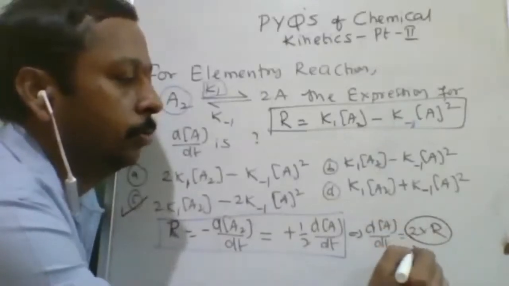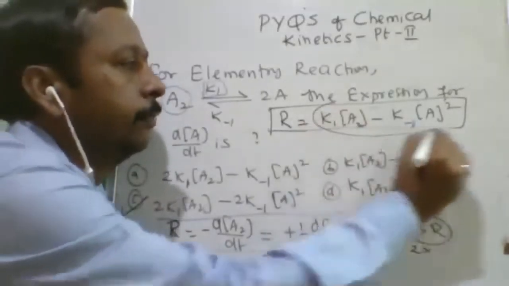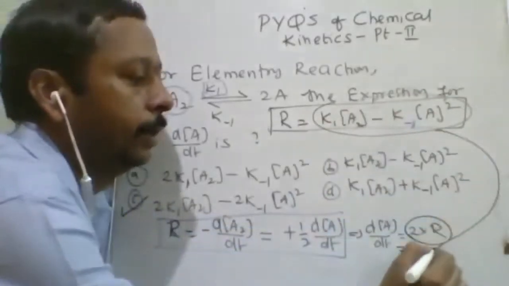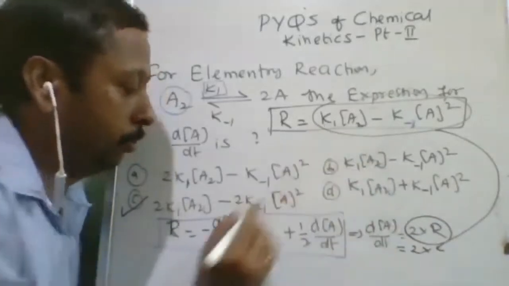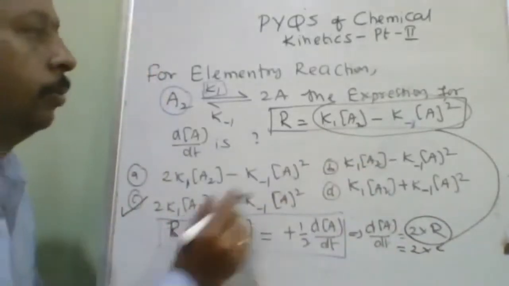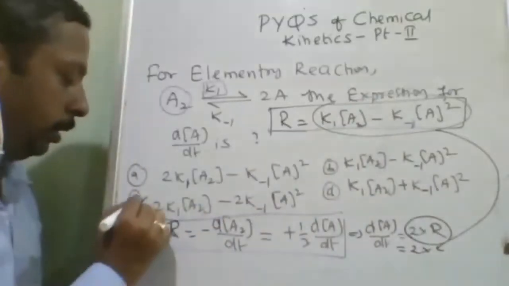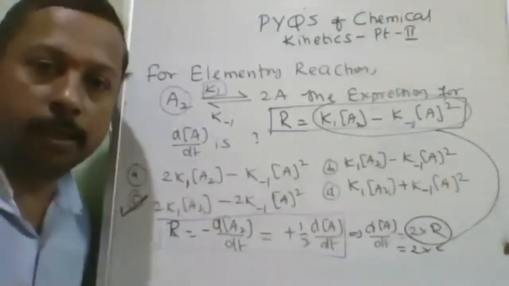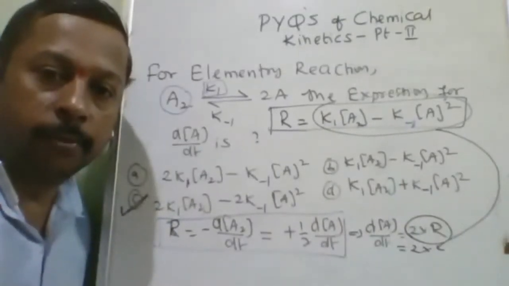Now here, 2 into R, if I write everything from here, so 2 into K1, 2K1 A2 minus 2 into K minus 1 A square. So C is the option. Is it understood? Make a note of it. Then I will give you the next question.